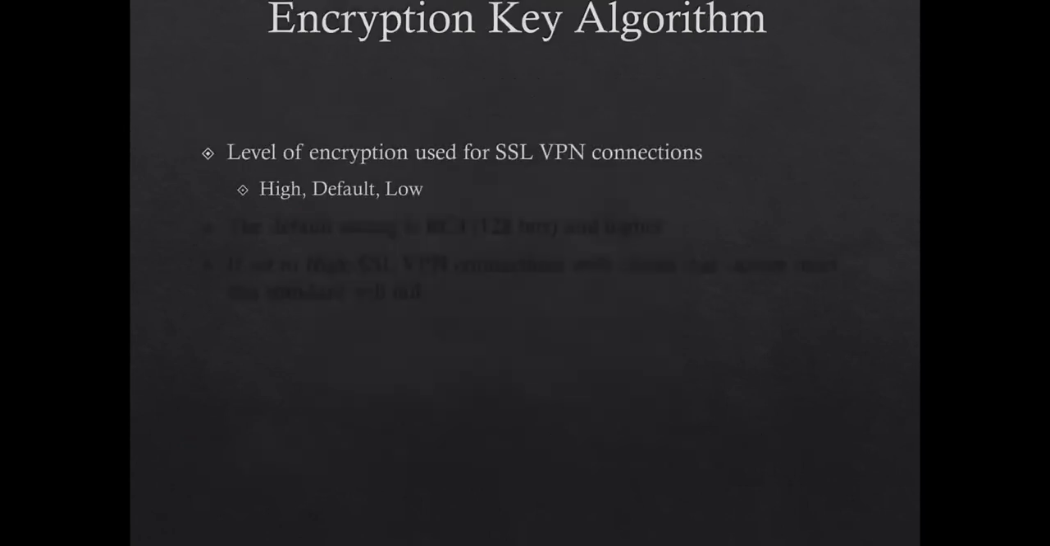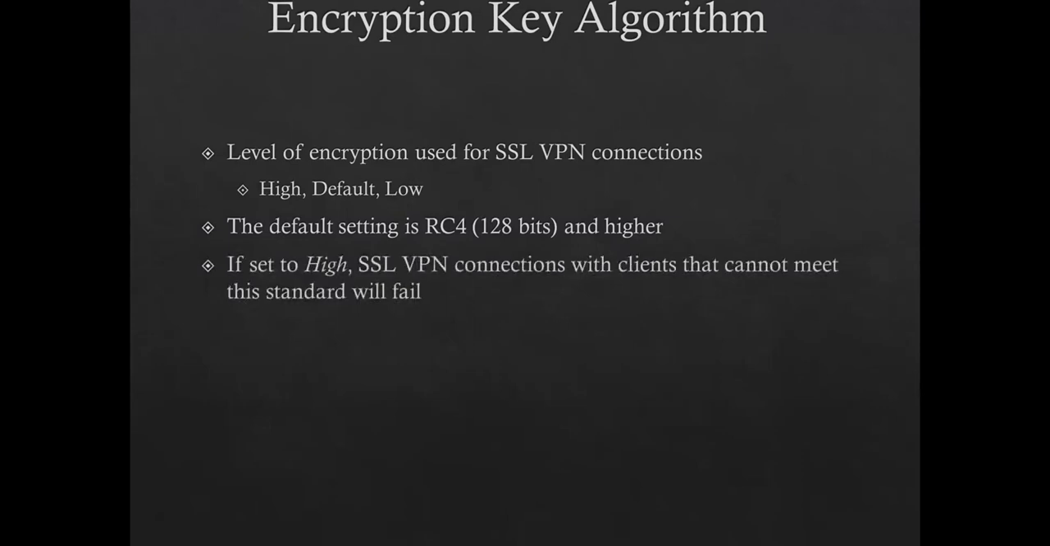Encryption key. For SSL, you should always use the high one, which is TLS, Transport Layer Security. Transport Layer Security is an improved version of SSL. We'll still say SSL VPN, but what we mean is TLS VPN. The default setting is RC4, which is 128, in evaluation licensing. But depending on what kind of FortiGate hardware you have, you would always have AES. It is set to high.